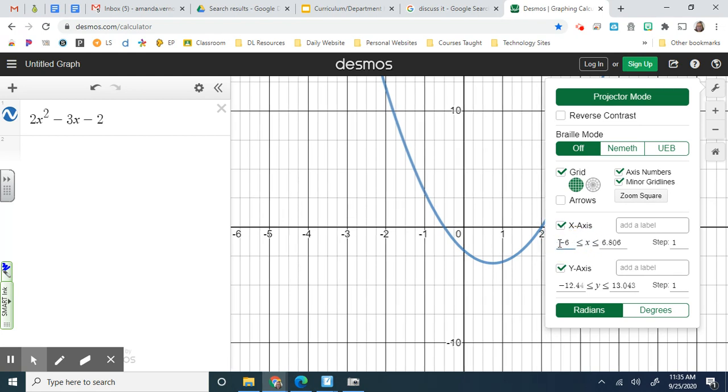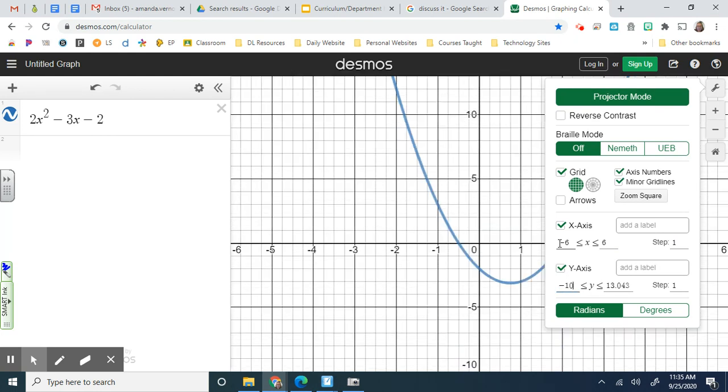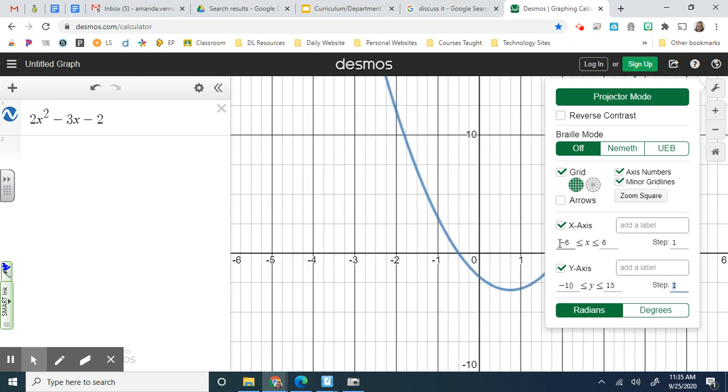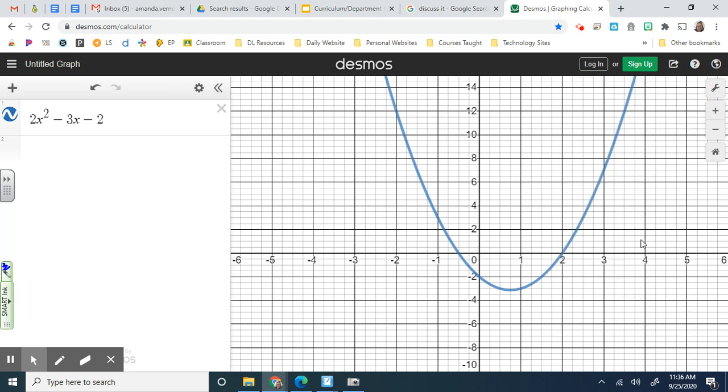For example, I might want my scale to go from -6 to 6, and I want it to increase by increments of 1. On my y-axis, I only want it to go from -10 to, let's go to 15. But this time, I want it to go by increments of 2. You can see that your graph will easily and quickly adjust. Now, the cool part about using Desmos when you are solving graphically is you can click on the point and say, hey, look, that's the y-intercept. When you click on the graph, it will easily identify your values of interest.